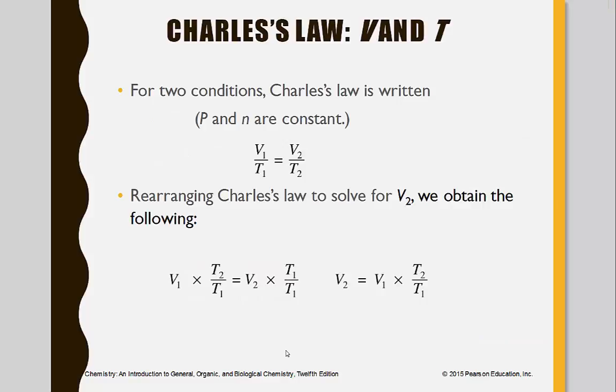This brings us to this equation here. V1 over T1 is equal to V2 over T2. The easiest way to go about this is just simply cross multiply and divide. Make sure that your units are matching up. So in other words, they're both in liters or they're both in milliliters. Also, make sure that your temperature always is in Kelvin.